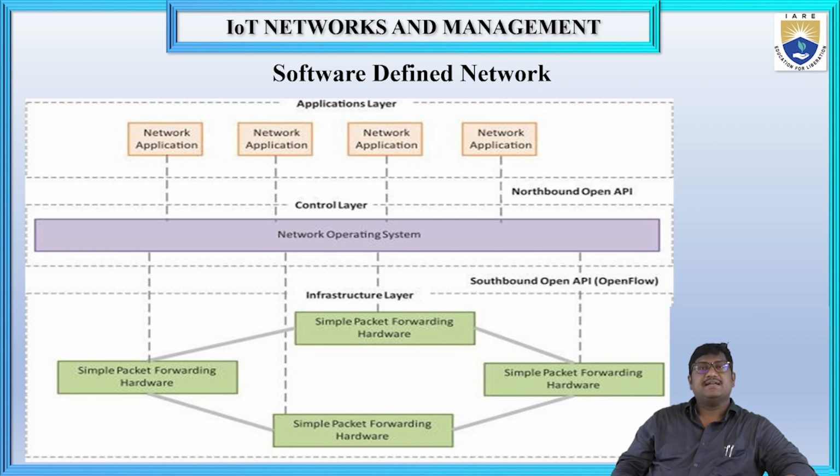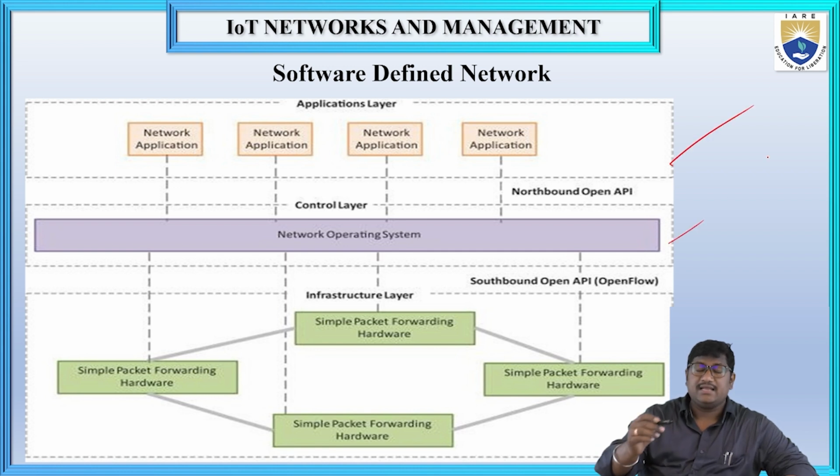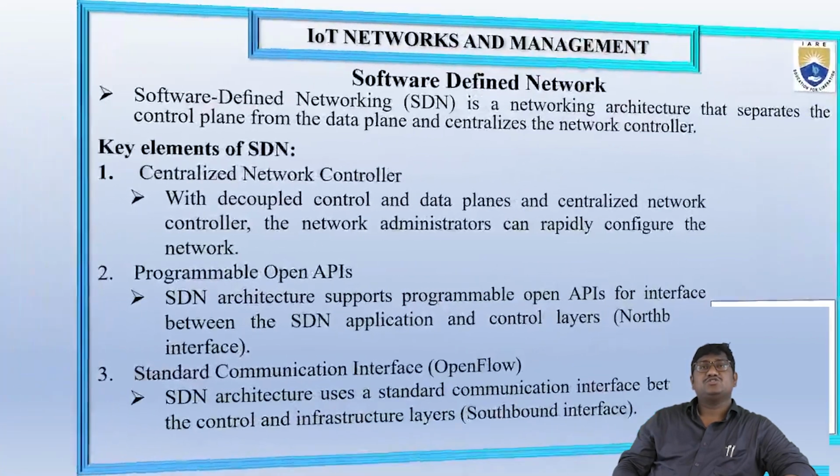In this software defined network, as I told you, there are the application layer and the infrastructure layer. The application layer consists of different kinds of network applications, which comes to the northbound layer, whereas the network operating system is in the control layer, and coming to the southbound layer, which is the infrastructure layer, simple packet hardware information is going to be routed in the southbound layer. Whereas in the northbound layer, different kinds of network applications will be presented. Whereas in the control layer, only the network operating system is going to be considered. This is how the SDN structure is going to be defined.